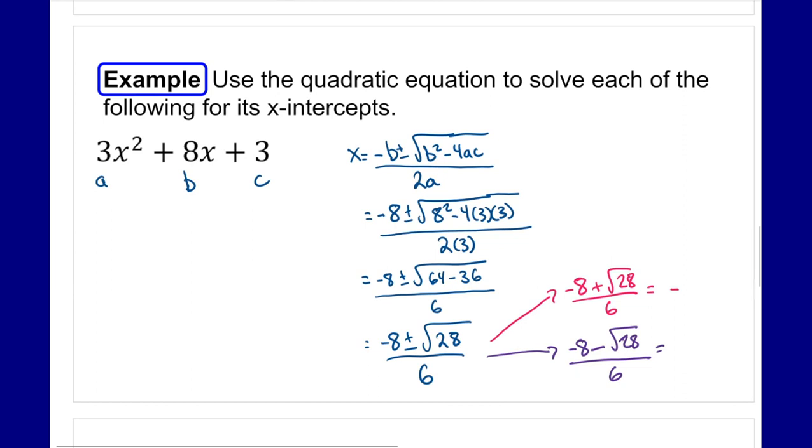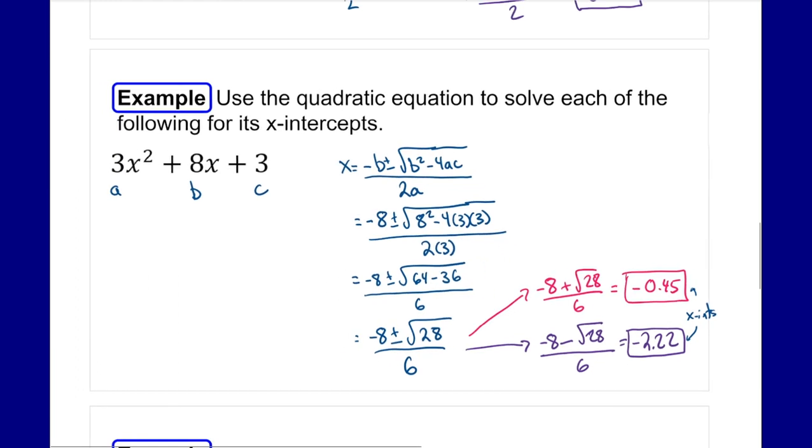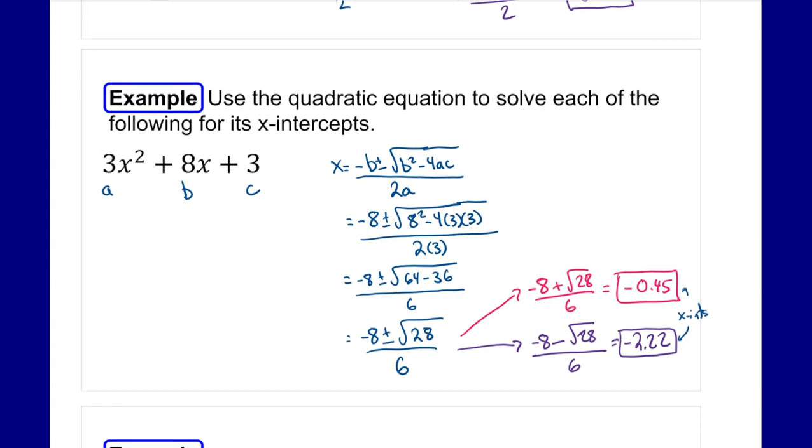We end up with negative 0.45 as one answer, and then negative 8 minus the square root of 28 divided by 6, negative 2.22 as our second answer, which again, these are both x-intercepts. So again, you could see it would be very difficult to find those values by factoring in the previous methods that we learned.